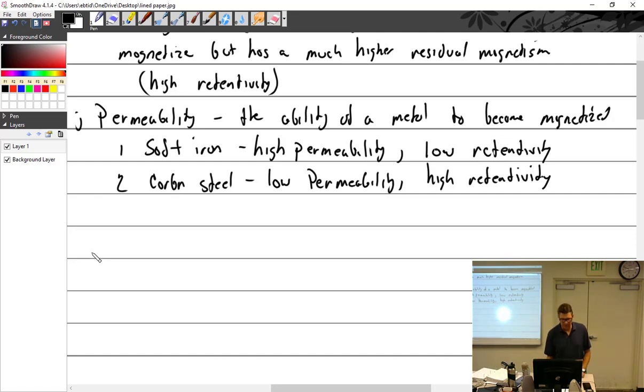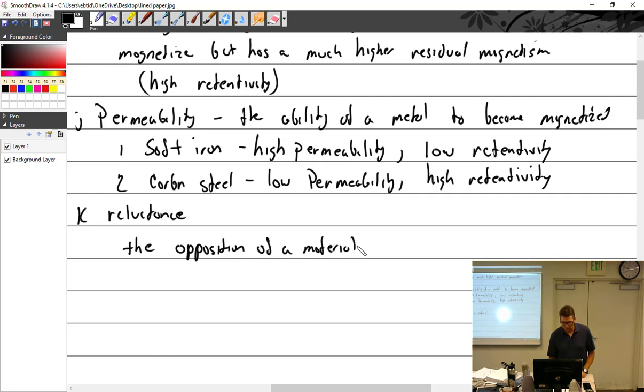And the last term here is reluctance. Reluctance is the opposition of a material to magnetic lines of flux. It's like resistance. The opposition of a material to magnetic lines of flux.